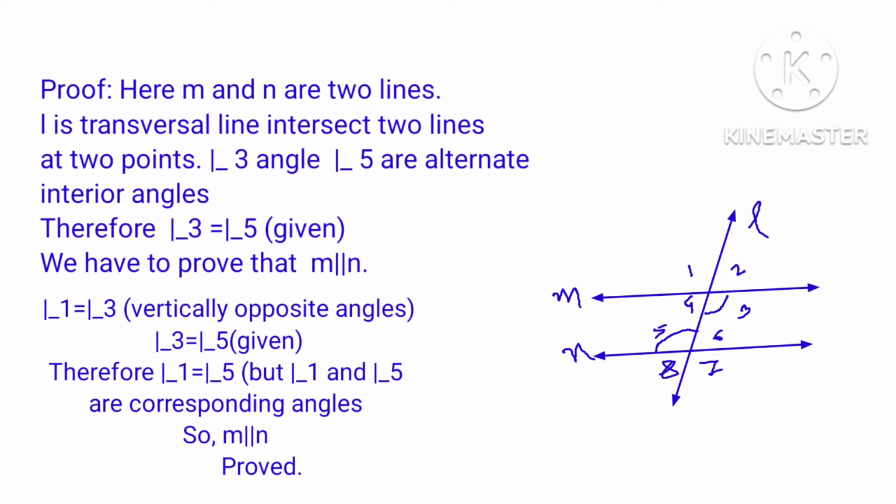Angle 1 is equal to angle 3, vertically opposite angles. Angle 3 is equal to angle 5, alternate interior angles which are equal, given. Therefore, angle 1 is equal to angle 5, but angle 1 and angle 5 are corresponding angles. So, M parallel to N, proved.